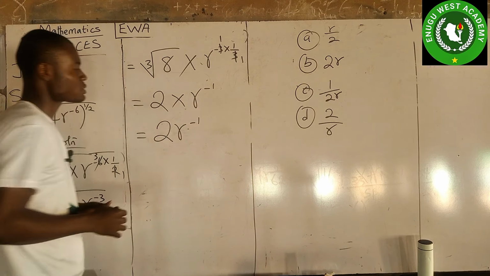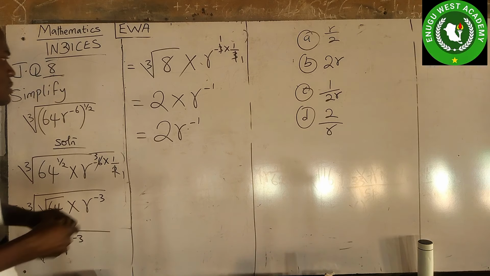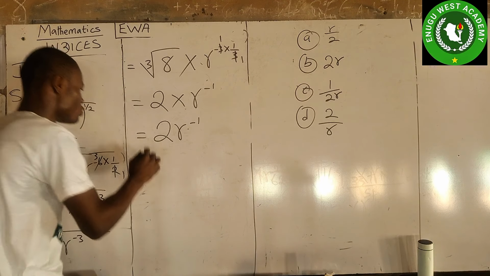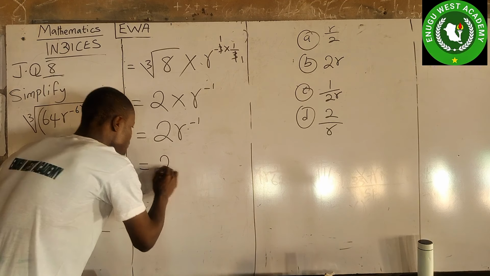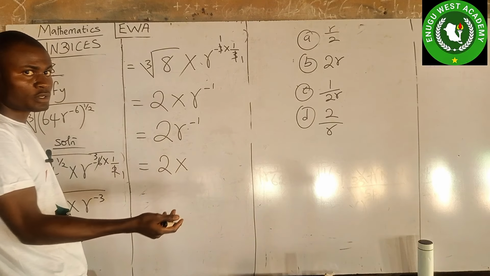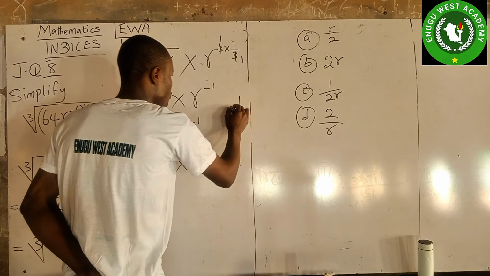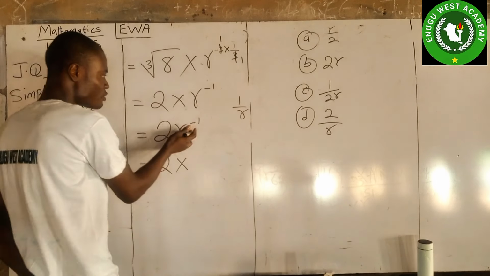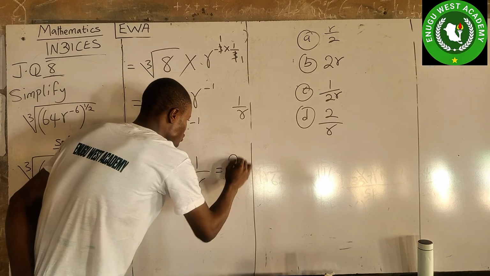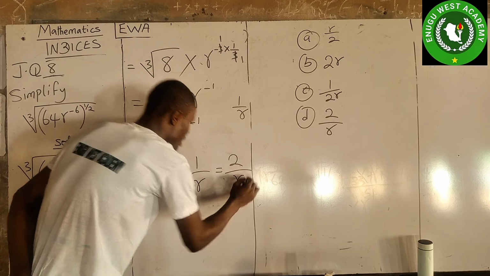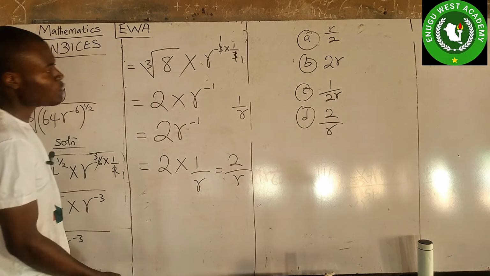Now, if you look at our options, do we have 2r raised to power minus 1? No. So let's simplify it further. We are going to have 2 times. Do you remember the inverse law? If you have r raised to power minus 1, it is 1 over r. So you're going to have 2 times 1 over r. 2 times 1 is 2 over r. So do you have 2 over r? Yes. Option D.